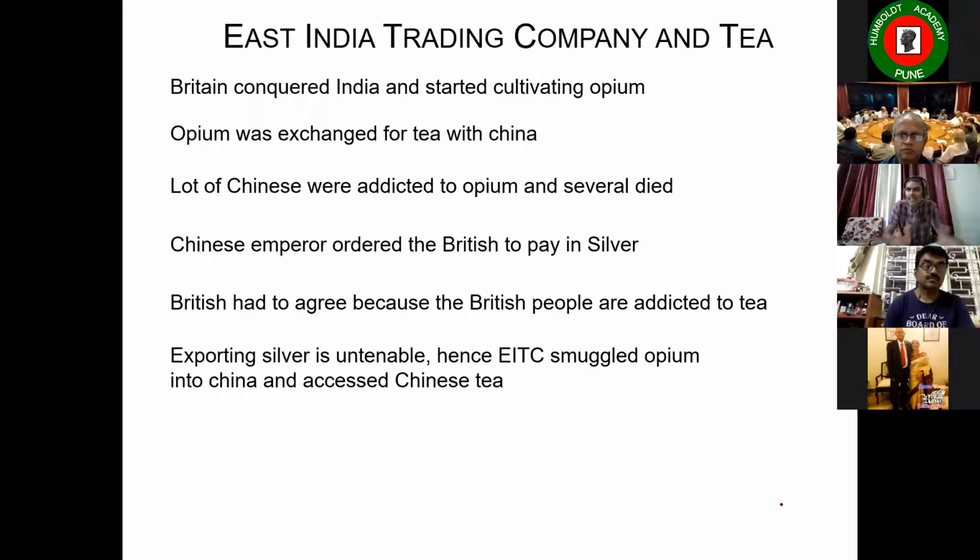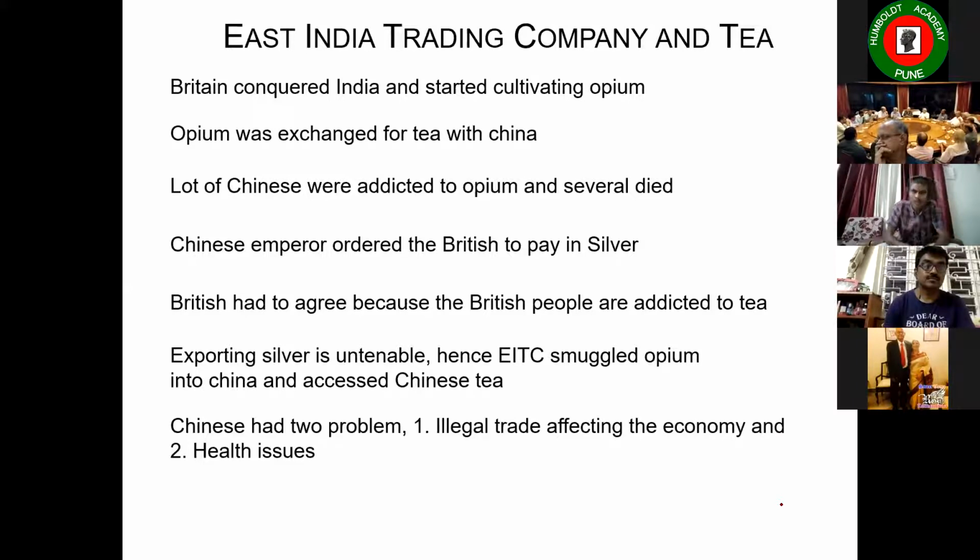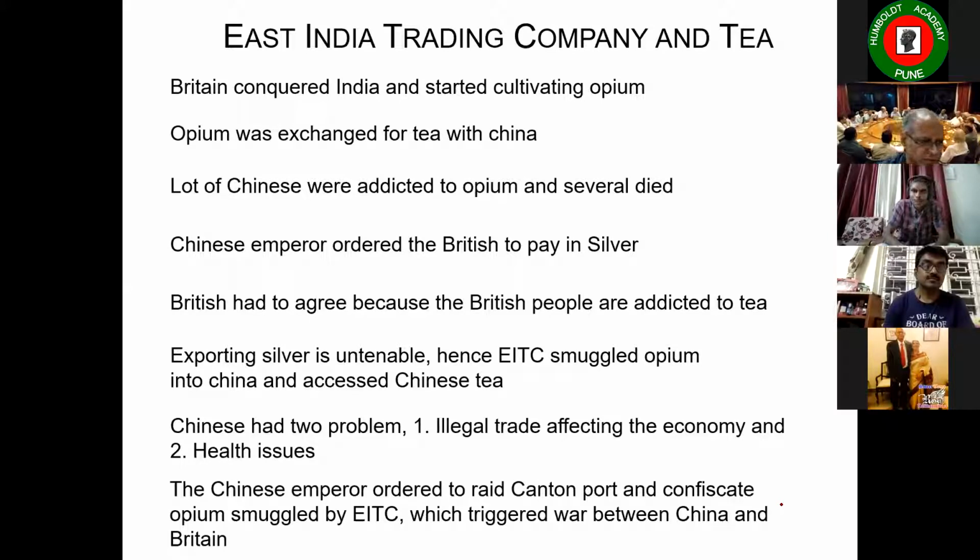So the only Chinese port that was accessible to foreign trade was Canton Port. Canton Port had an opium warehouse, where the opium, grown in India, was smuggled to China. Now this has two problems. Obviously, it's an illegal trade affecting the economy of China, and the opium epidemic didn't end because a large amount of opium was still being smuggled in. So the Chinese emperor ordered a raid on the Canton Port to confiscate the opium.